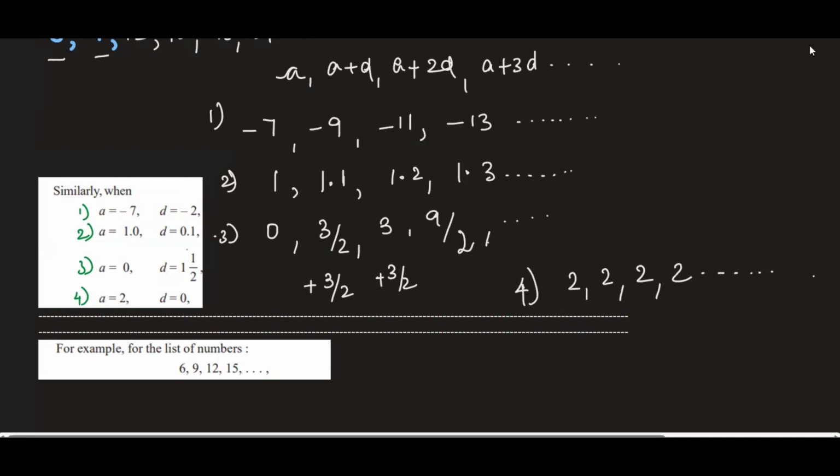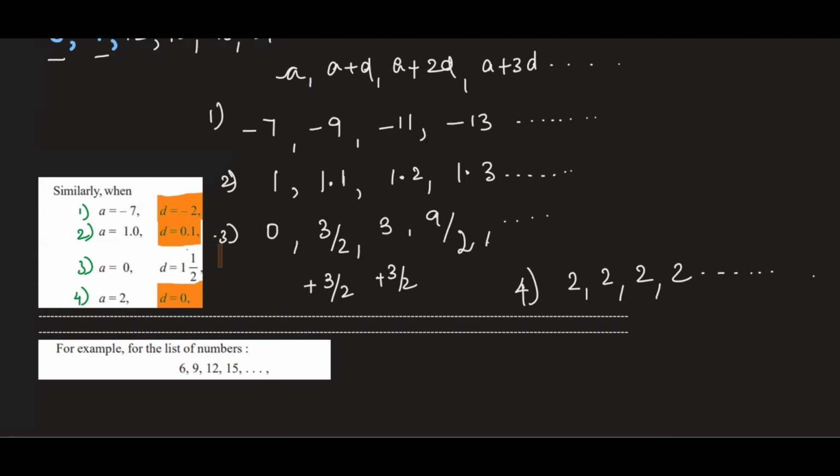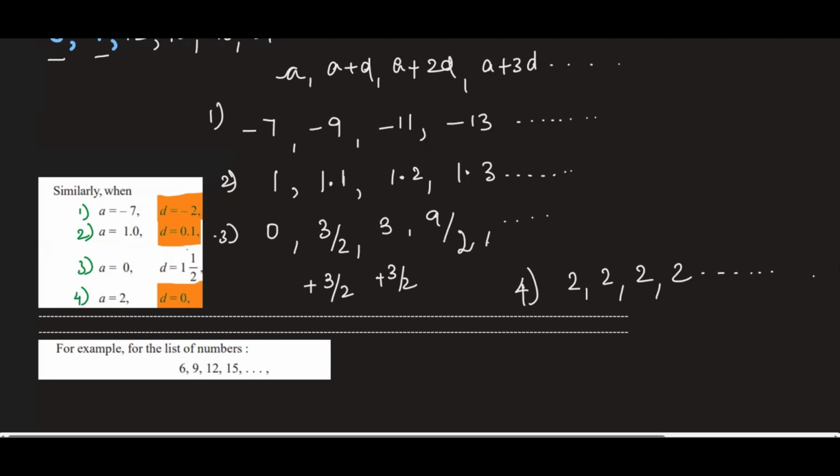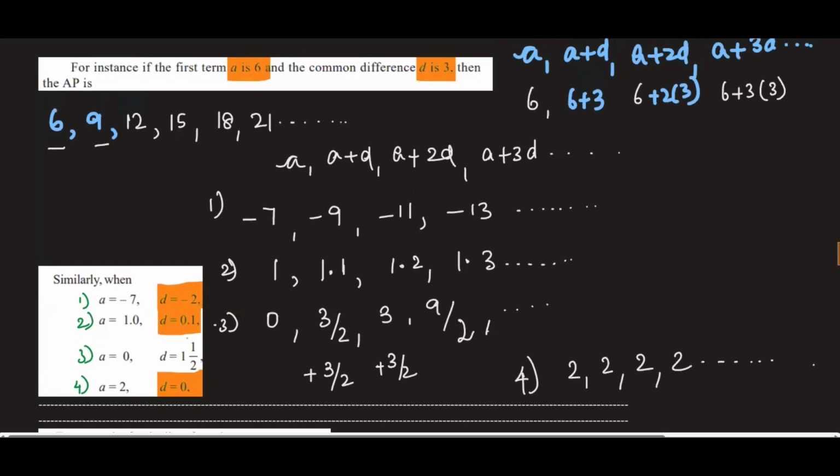If you notice here, in the first one D is negative, in the second one D is positive, and in the last one D is 0. So, a very important point: D can be positive, negative, or 0 also. The one important thing for an AP is that D should be the same throughout the series. It cannot be different. If it is different, then it doesn't come under arithmetic progression. Okay, clear? This is scenario 1, where we are given the first term and the difference.